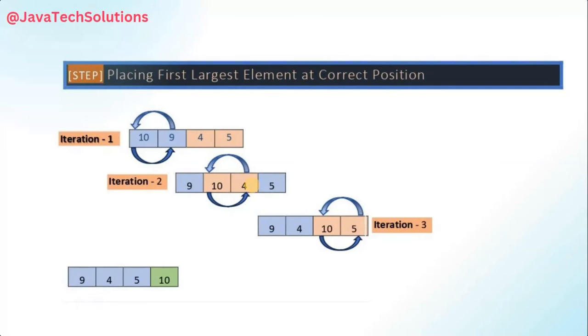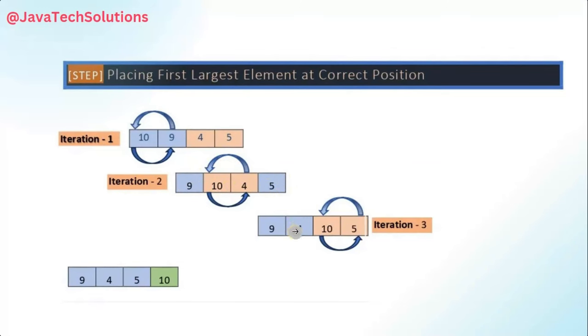In the first iteration, it checks for the largest element and places the largest element in the correct position. For example, in the given array, 10 is the largest element. The position of this 10 is at the end. So as you can see, this will be the output of the first iteration. Swapping between 10 and 9, the array becomes 9, 10, 4, 5.